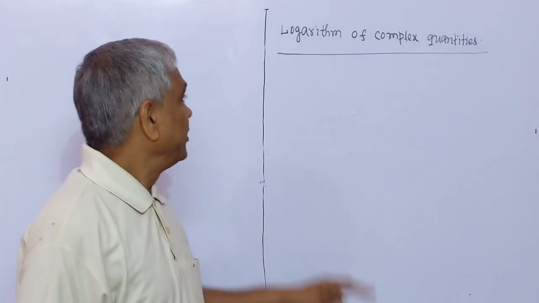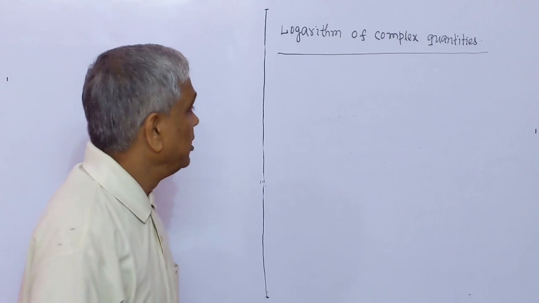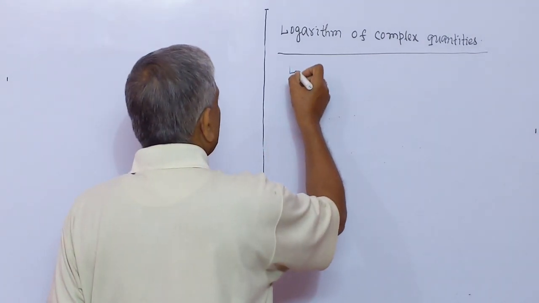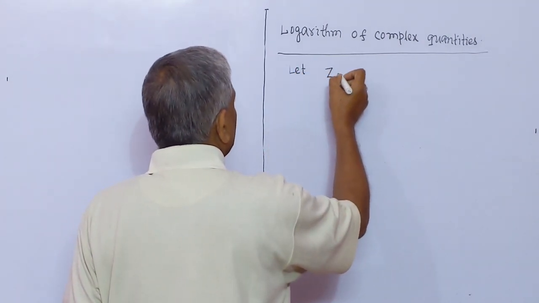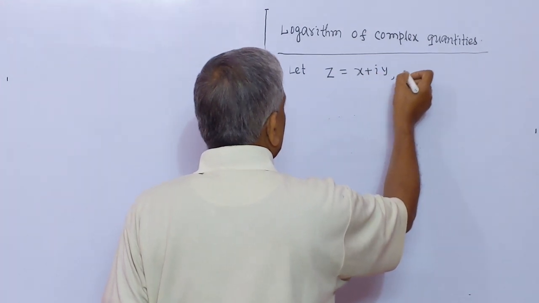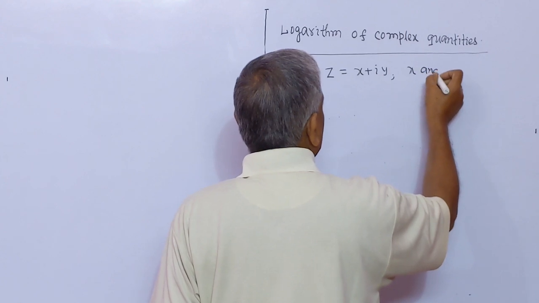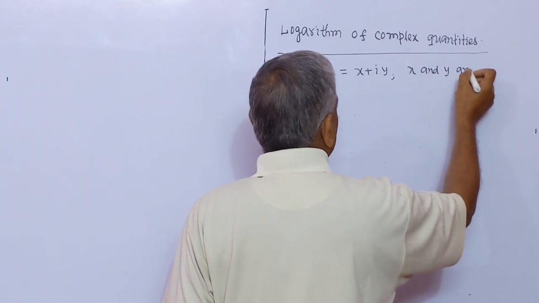Now we find the logarithm of complex quantities. Let z equal to x plus iy, where x and y are real numbers.